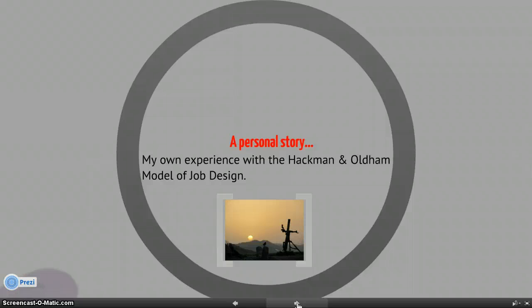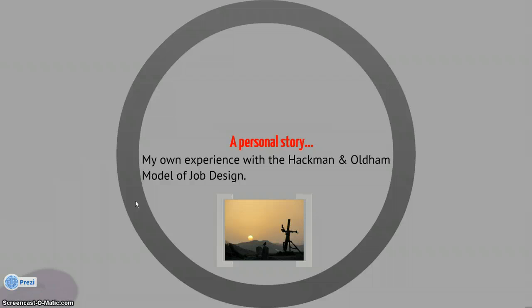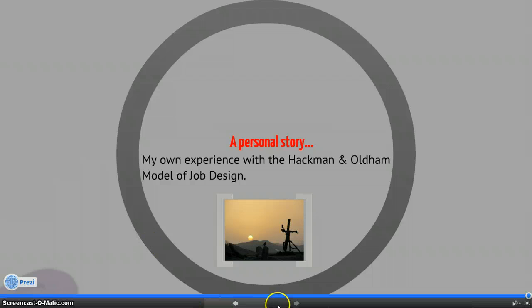And then this is part 2, my personal story. And in reflecting on what this Hackman and Oldham model of job design was, I was looking at some of the jobs I've had in the past, and where I have actually contributed the most, or felt like I was getting the most motivation from what I was doing.